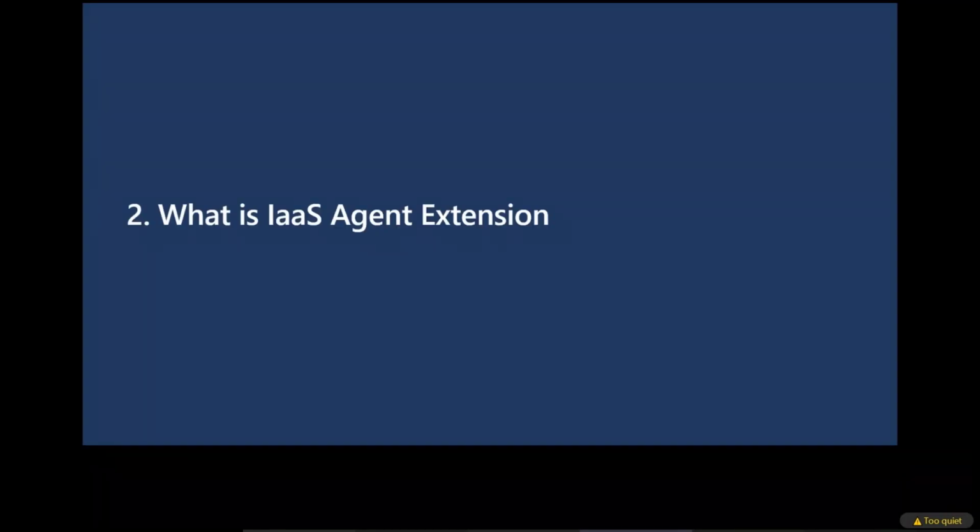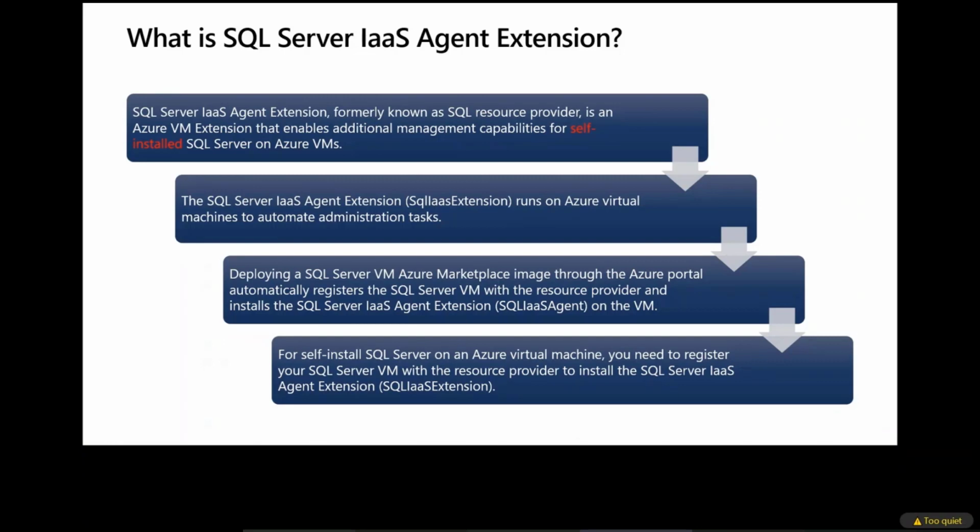Okay. So what is this IaaS agent extension? It is a set of administrative features that PaaS customers get. Now SQL Server in an Azure VM will get this feature if you register this extension. This is for self-installed SQL Server on Azure VMs. So what is self-installed? It is the image that you bring yourself. You install SQL Server yourself, versus getting the image from the Azure Marketplace.